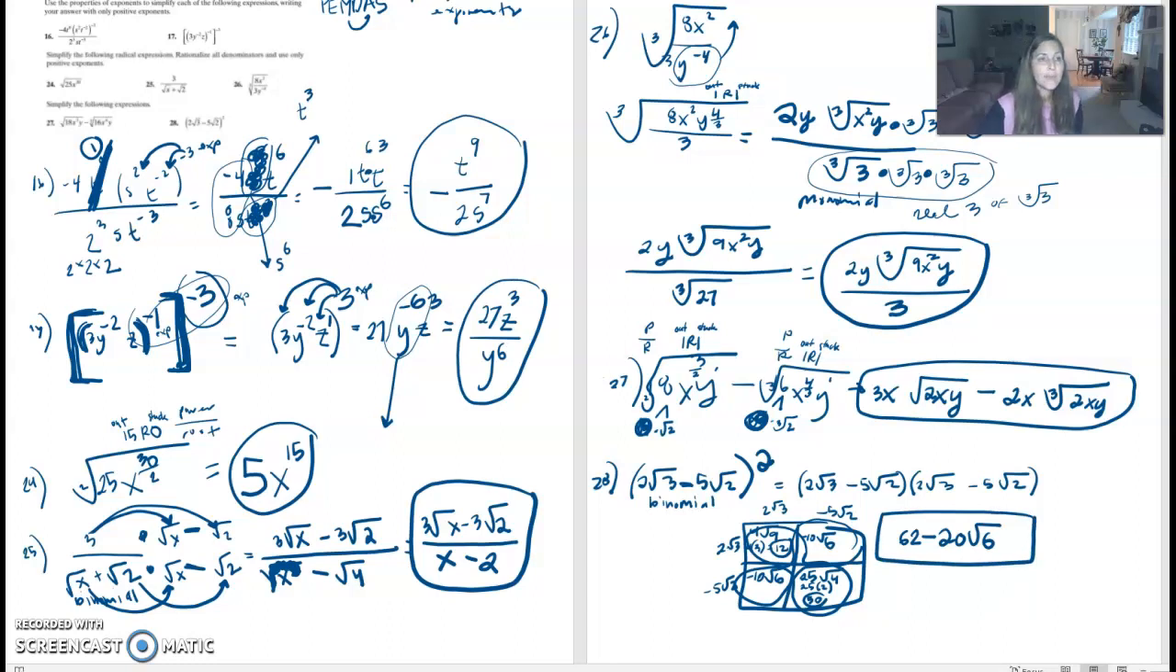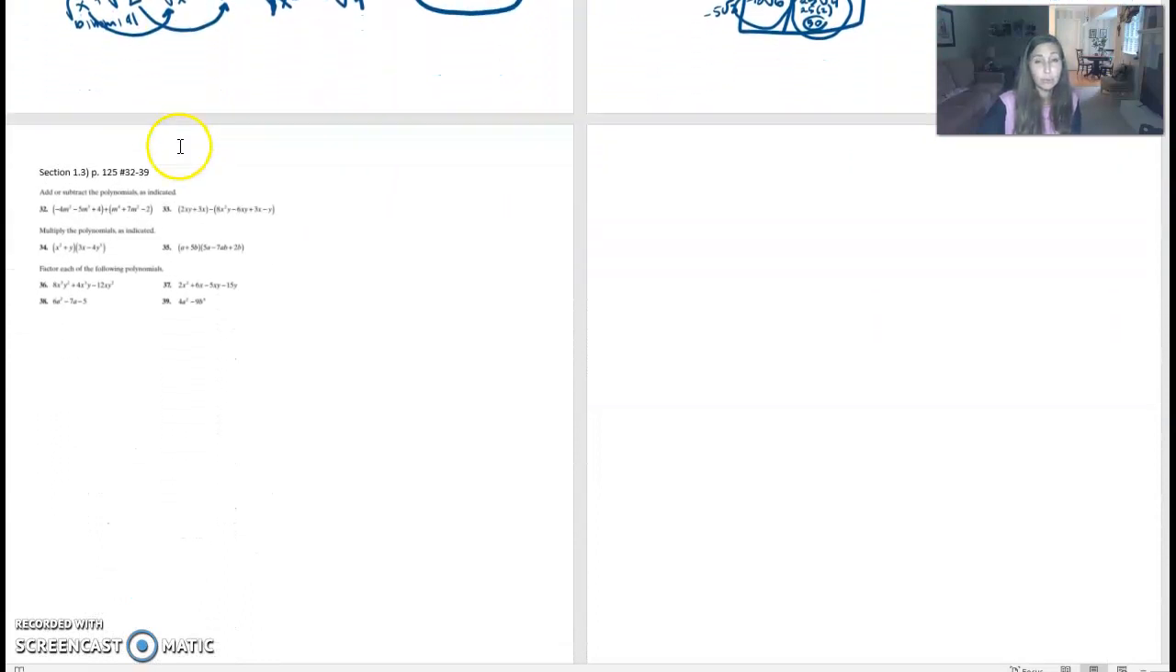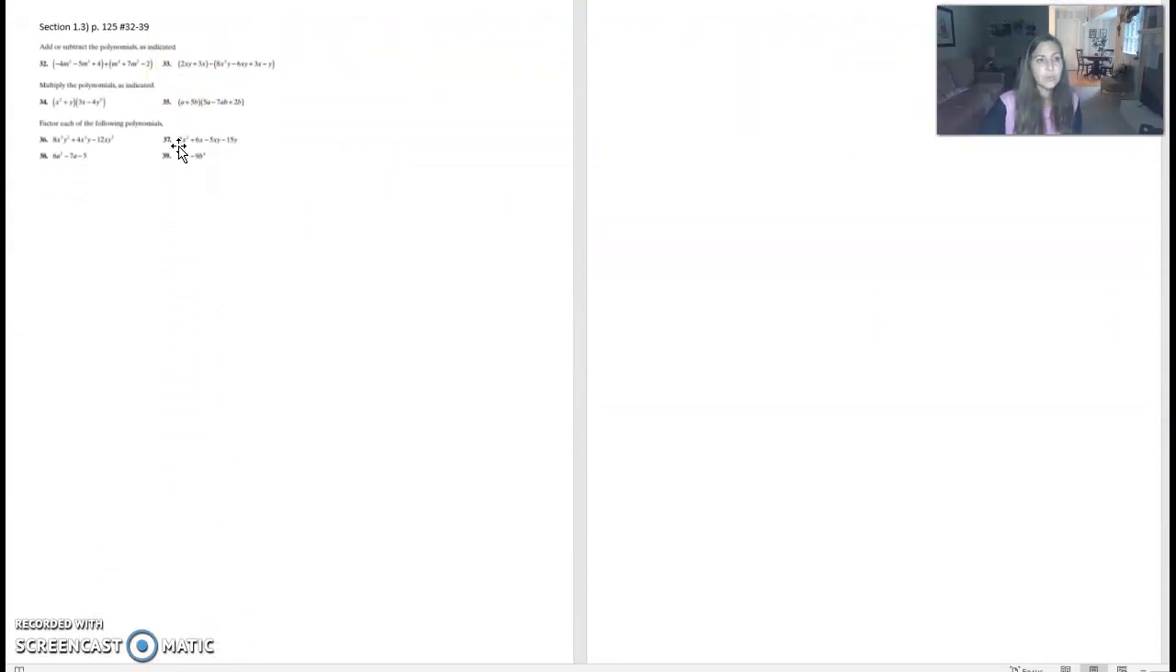Okay, so that ends, I think, section 1.2. Let's move on to section 1.3. Adding and subtracting polynomials. This is super, super simple. You were just asked to combine like terms here. So let's write down the problem. Negative 4m squared minus 5m cubed plus 4 plus m to the fourth plus 7m squared minus 2.